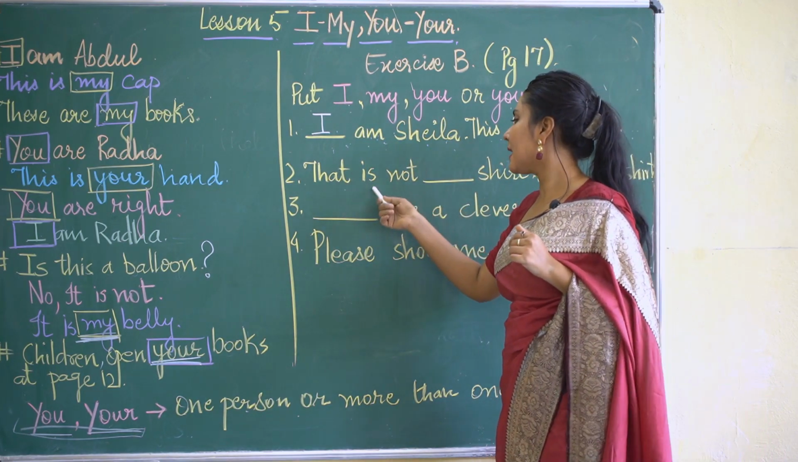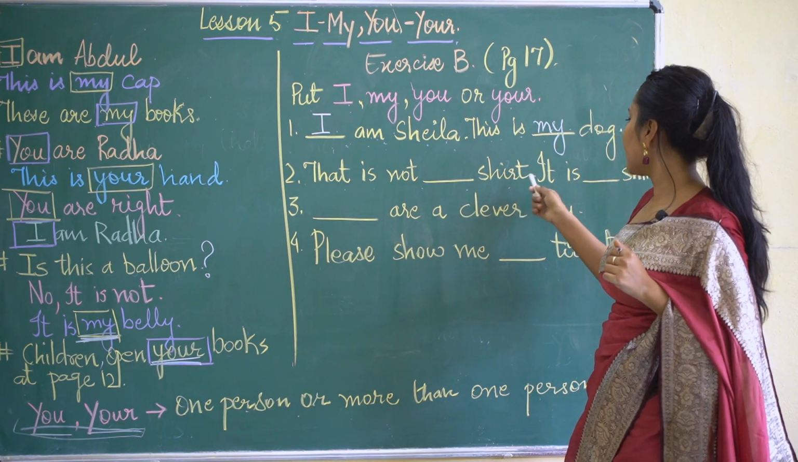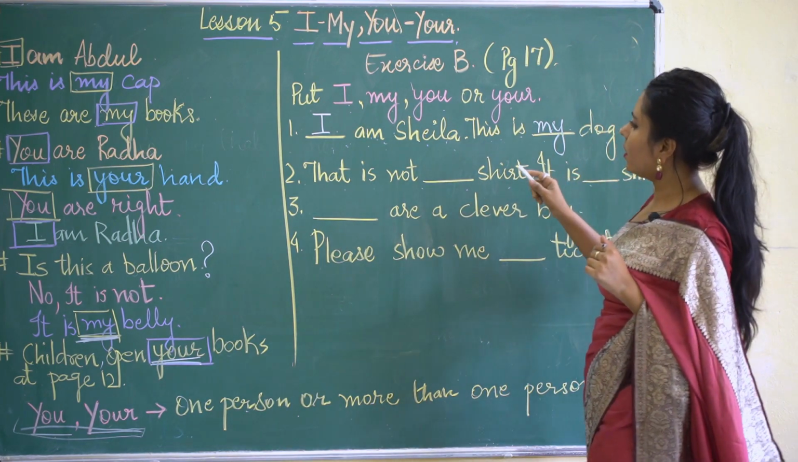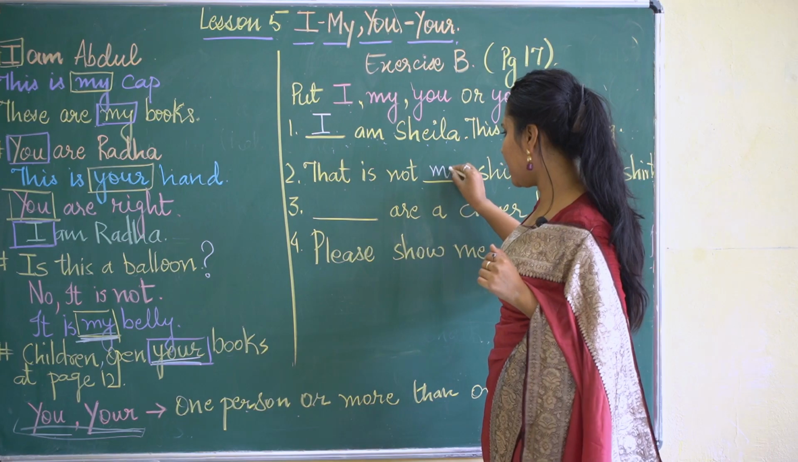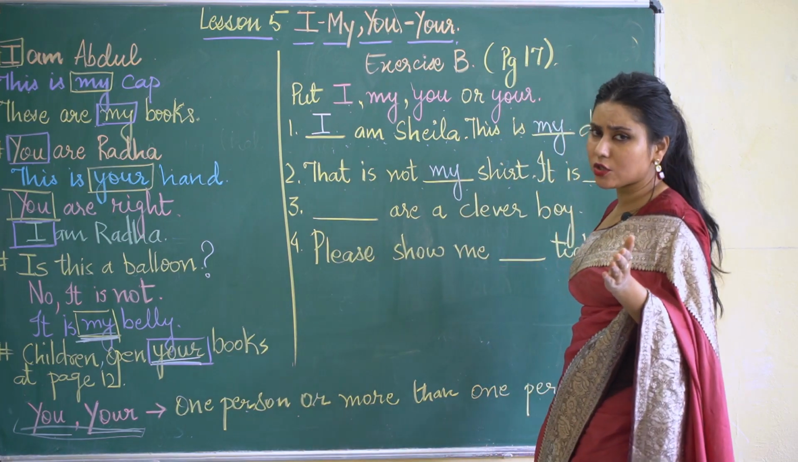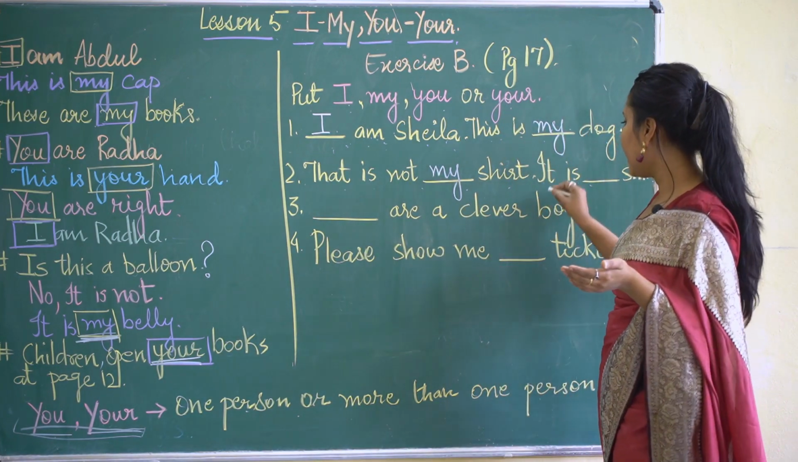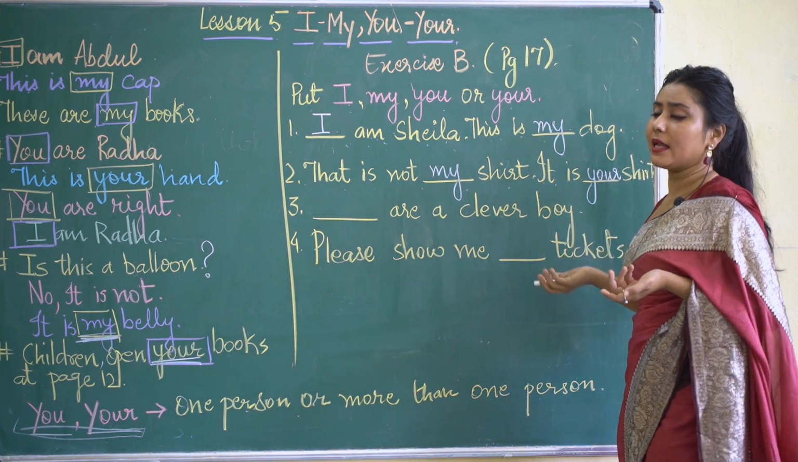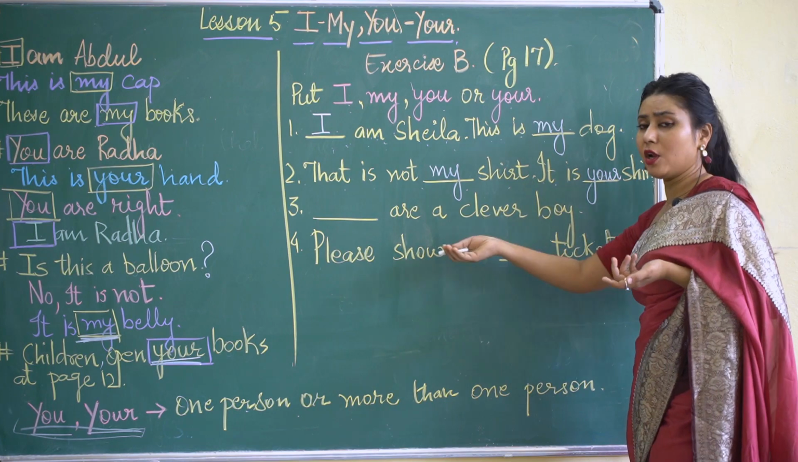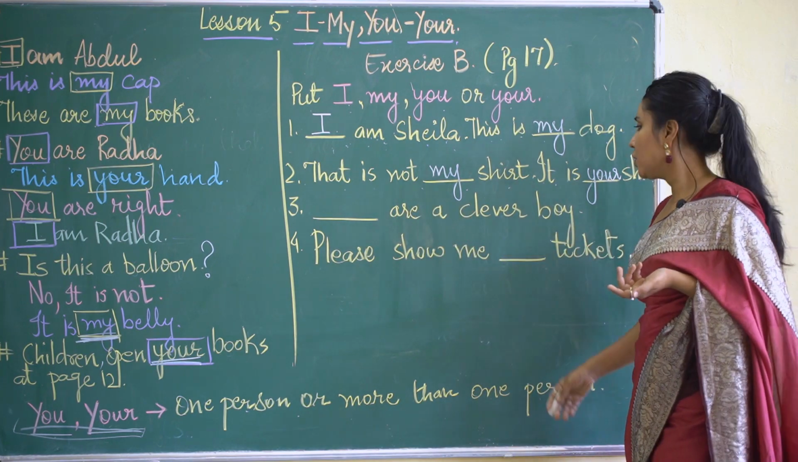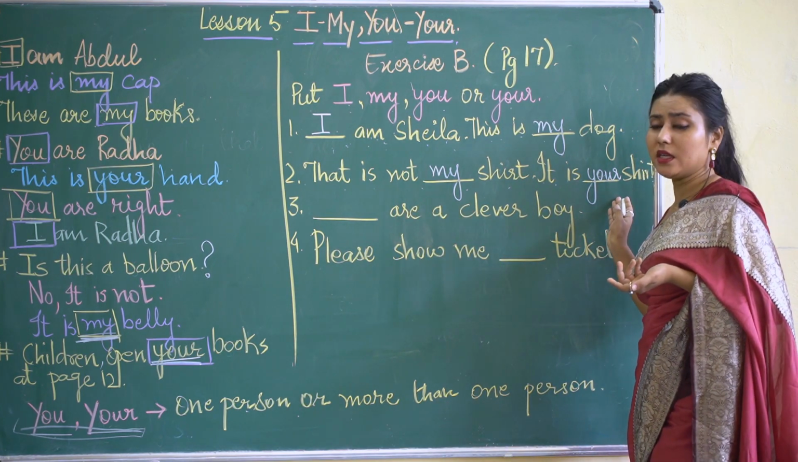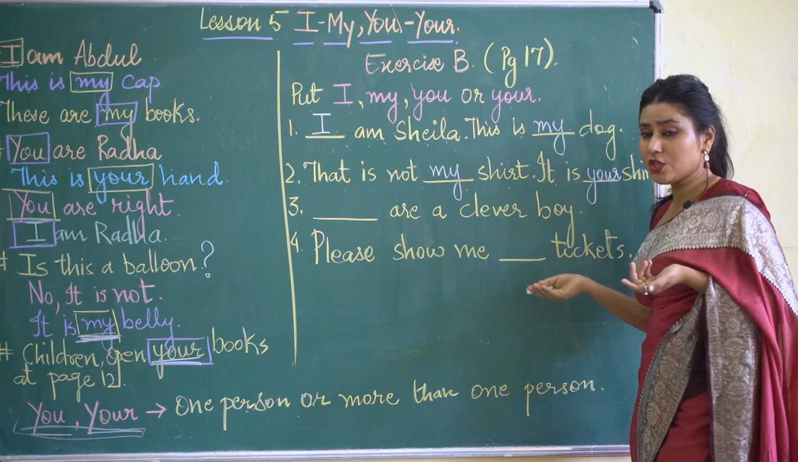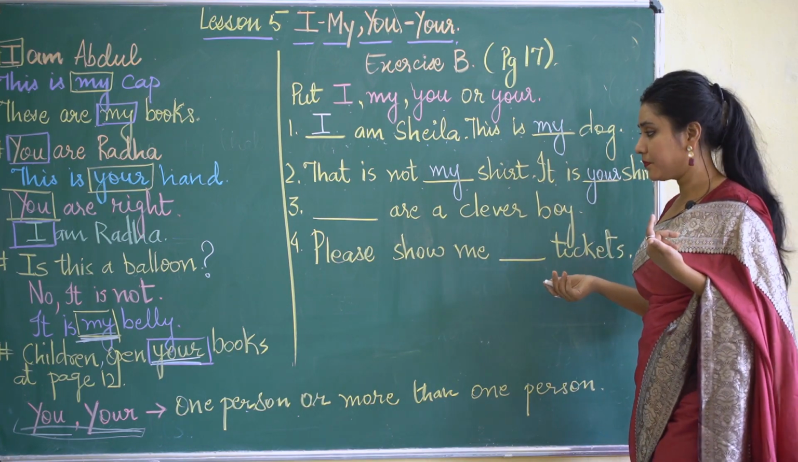Second, that is not dash shirt. It is dash shirt. So, that is not my shirt. If something does not belong to you, you say, that is not my shirt. It is your shirt, because that shirt must belong to that other person. So he said that it is your shirt, not my shirt.